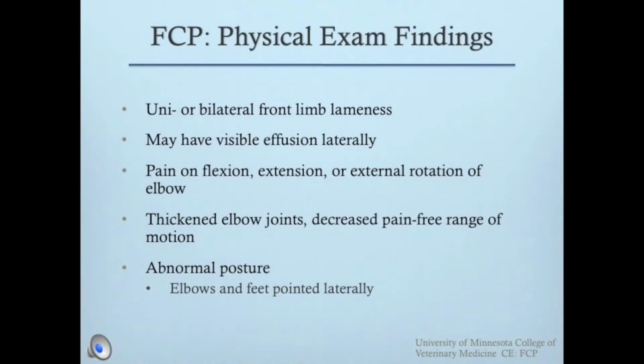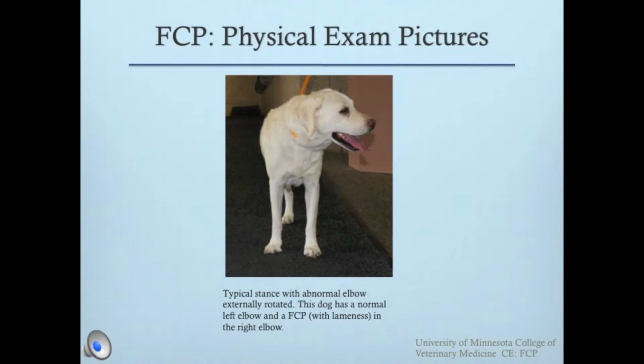Physical exam findings may include lameness in one or both front legs. Some dogs have an obvious swelling on the lateral aspect of the joint, and there will be pain on flexion, extension, or external rotation of the elbow. I tend to find pain in extension early in the disease process and pain in flexion late in the disease process. Many dogs with end-stage elbow arthritis stand with the carpus on the affected side externally rotated. Some dogs develop an abnormal posture because of elbow pain.